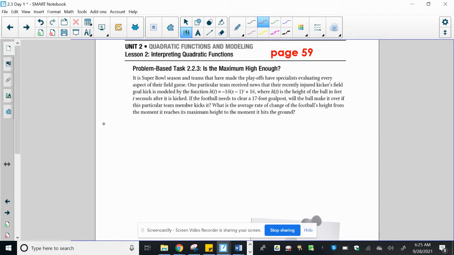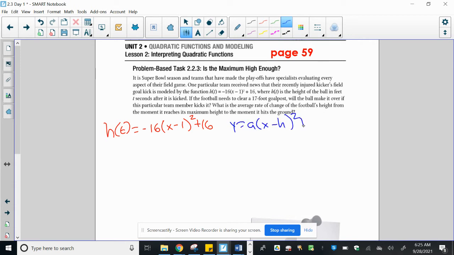Let's rewrite our function. It's h of t equals negative 16 times x minus 1 squared plus 16. Let's start by getting a clear image of what this would look like. So this is vertex form, right? Vertex form being y equals a times x minus h squared plus k. So if this is in vertex form, we can identify our vertex. Remember, that's h comma k. So our vertex is going to be at the point 1 comma 16.